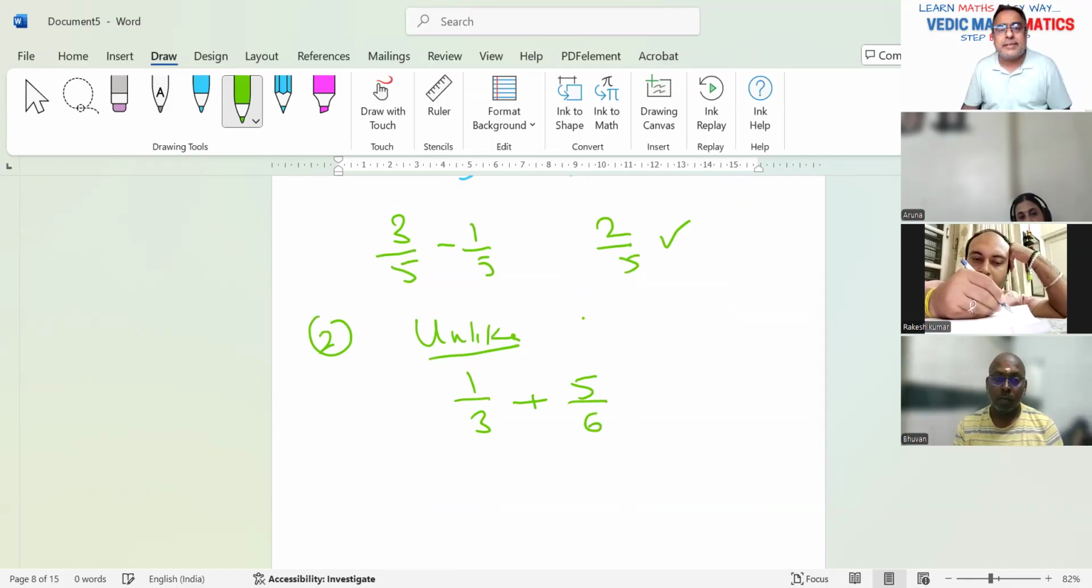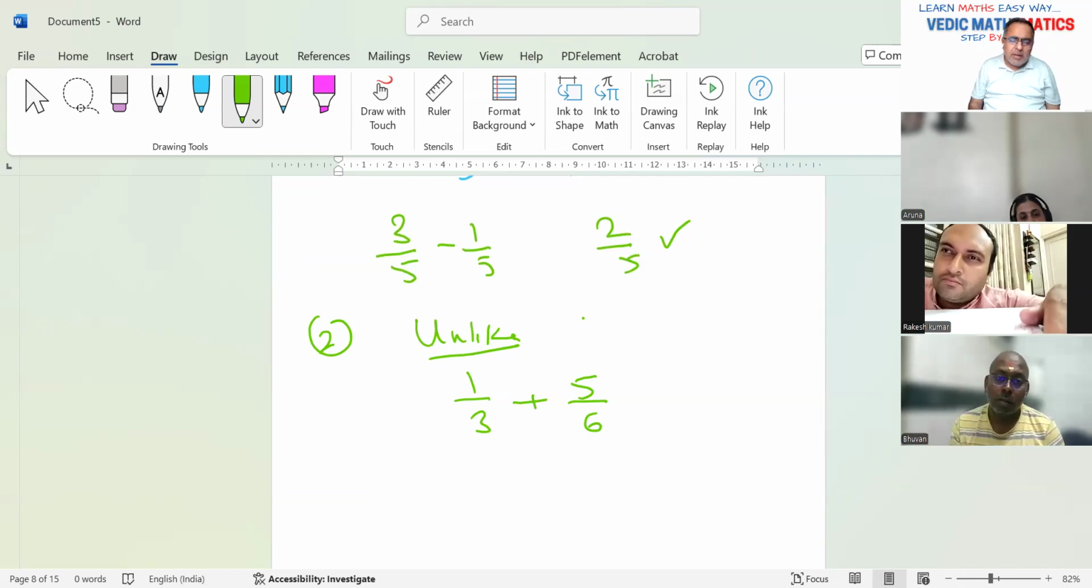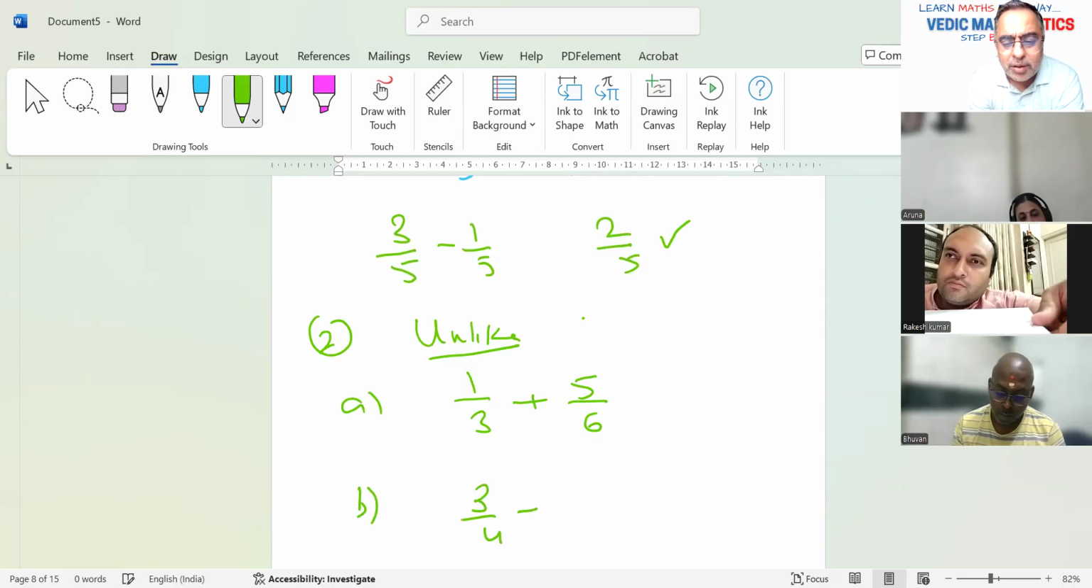In one case, how will you do this? So 1 by 3 plus 5 by 6. 6 is multiple of 3, sir. 7 by 6. Then we'll take LCM as 6. Correct. So till now this is one question. Let's say the other question is 3 by 4 plus 4 by 7. Yes, Aruna, how will you do both?